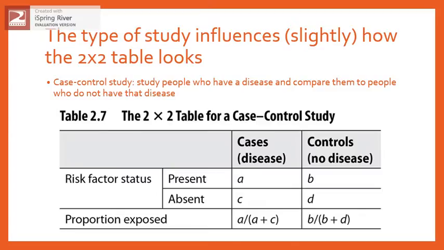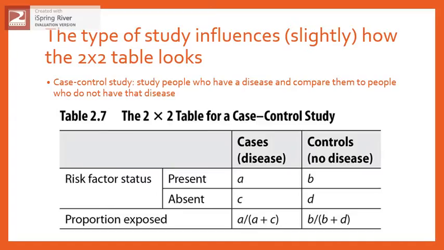So this would be like if you found 100 people who have lung cancer and you found 100 people who do not have it, and then you ask them, are you a smoker or not? So it compares things that they did in the past. The risk factor it's asking about, did you do this in the past? Now that you have the disease, did you do X, Y, or Z? That's a case control study.